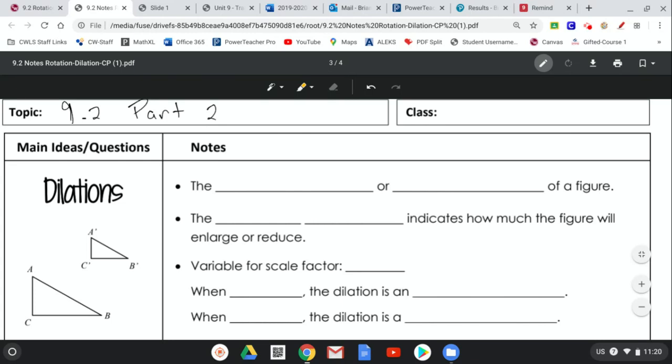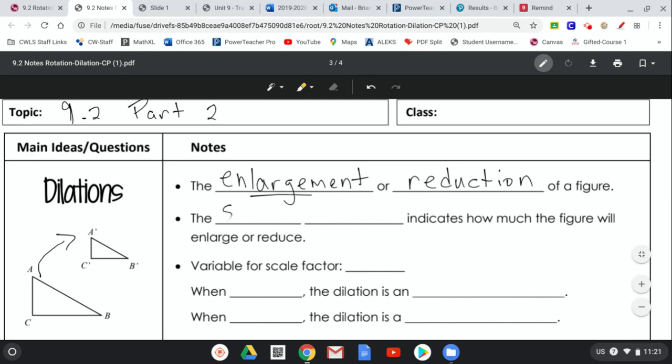If you look at our example, we go from the pre-image to the image. This one's getting smaller. So the vocabulary we use is the enlargement, meaning the figure is getting larger. There's the word large in enlargement, so it's getting larger, it's getting bigger. Or the reduction, which means it's getting smaller.